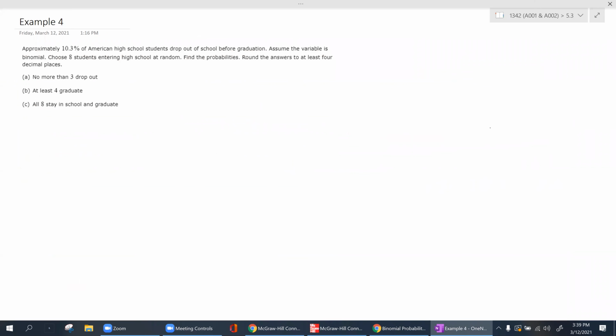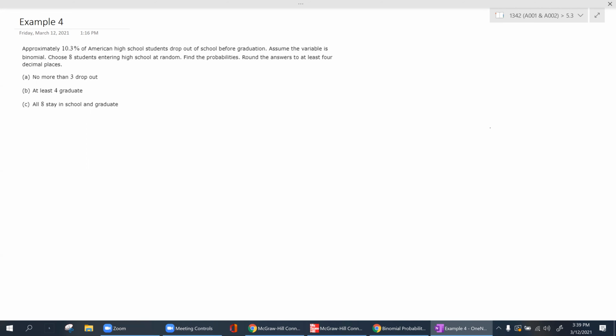Approximately 10.3% of American high school students drop out of school before graduation. Assume the variable is binomial. Choose 8 students entering high school at random. Find the probabilities, rounding the answers to at least 4 decimal places.